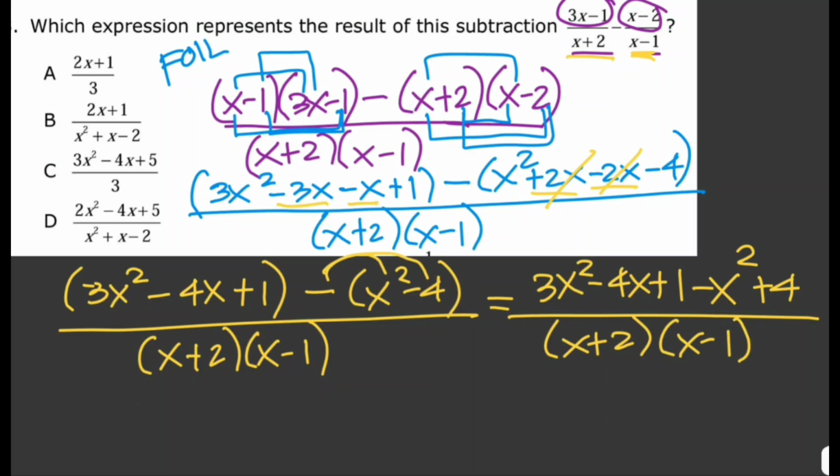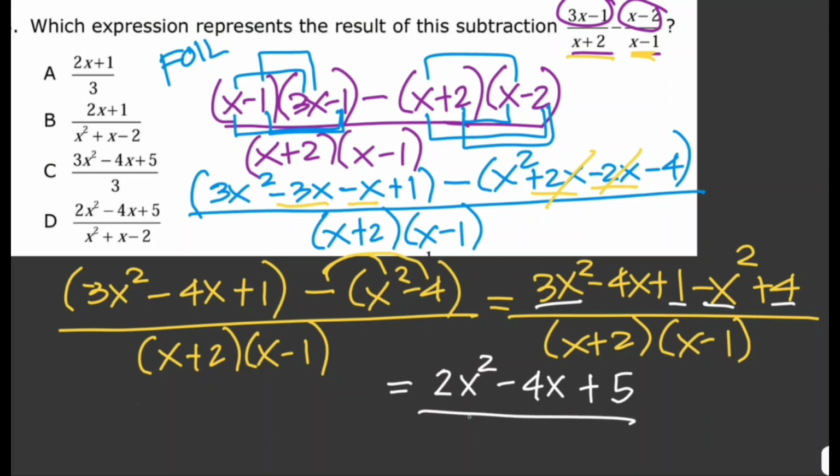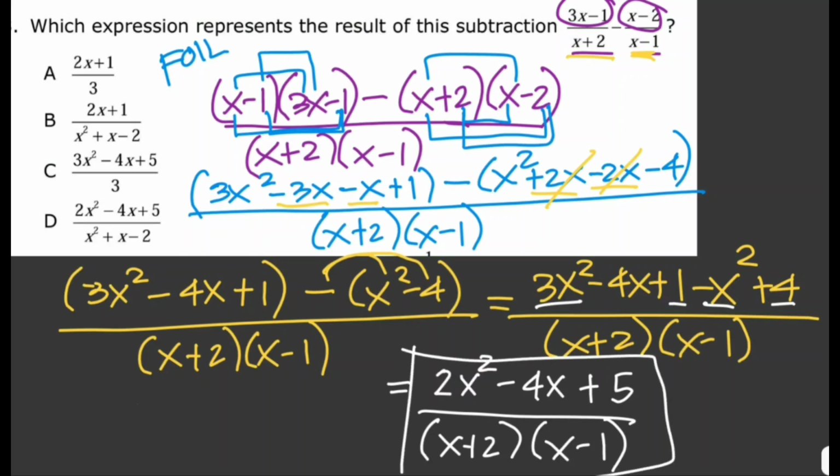Then we further simplify, combine like terms again. 3x squared goes with negative x squared. So since they are like terms, we can just subtract them. 3x squared minus x squared is just equal to 2x squared, minus 4x. Then 1 goes with 4. This would be plus 5 all over x plus 2 times x minus 1. So this should be our final answer.